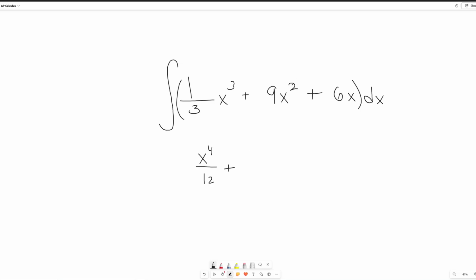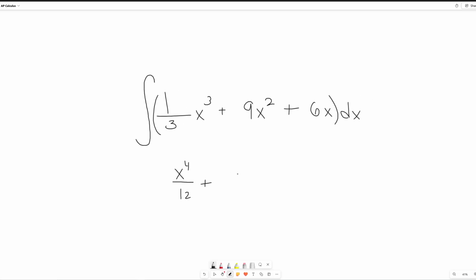Plus 9x squared. 9 x to the 2 plus 1, which is 3, over 3. 9 divided by 3 is 3. So this is 3x cubed. 6x to the 1 plus 1, which is 2 over 2. 6 over 2 is 3. So this is 3x squared. And then don't forget the plus c. So the power rule is really that simple. It's just the opposite of the derivative power rule.